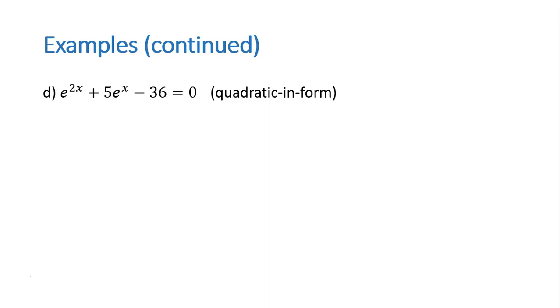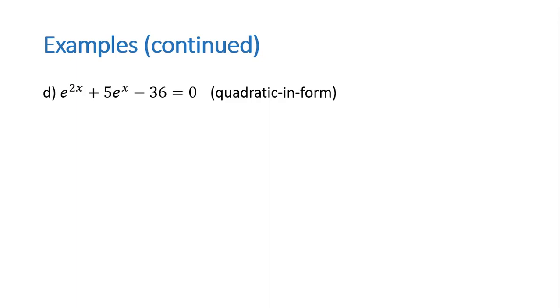So what's special about this equation in particular is that it's quadratic in form. It's not a quadratic. Remember, quadratic means the highest polynomial term is going to be x squared. This is not quadratic, it's not polynomial, but it's quadratic in form. In other words, if we analyze what this equation is saying a little bit more, then we may be able to rewrite it so that it looks like a quadratic.